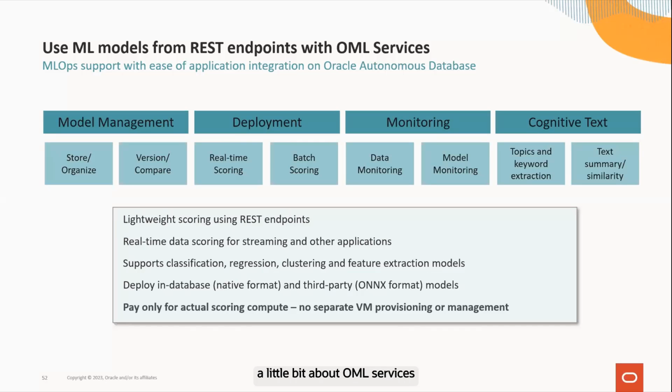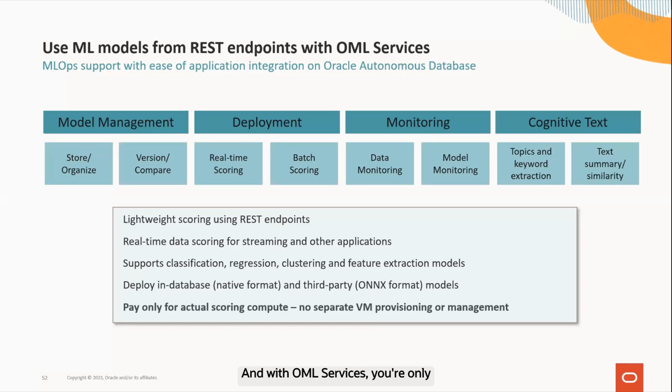So just wanted to interject a little bit about OML services, as it might be new to some of you. The objective with OML services is to support machine learning operations, MLOps. It provides lightweight scoring using REST endpoints, and this supports both real-time data scoring and streaming applications. And it supports a range of machine learning techniques, whether it's classification, regression, clustering, or feature extraction models. And these are not only for the in-database models, which we would say are in native format, but also models that might have been built elsewhere, third-party models that have ONNX format representation.